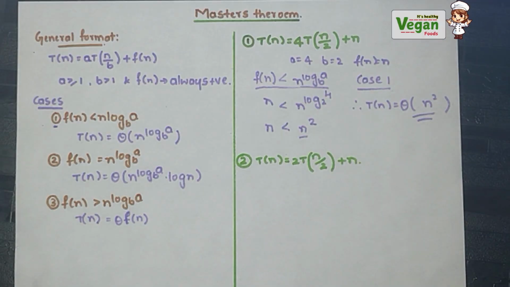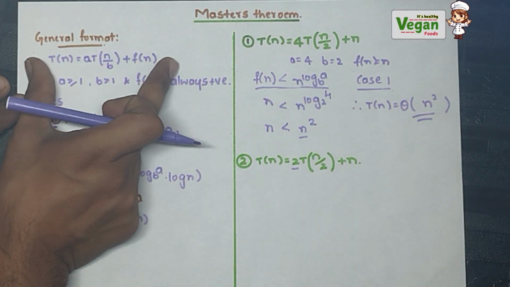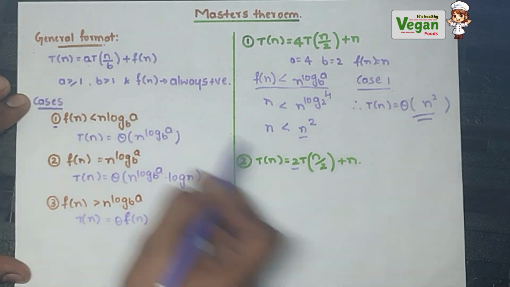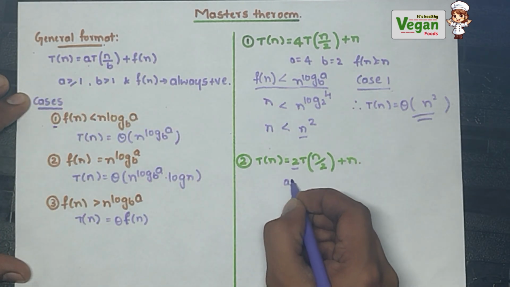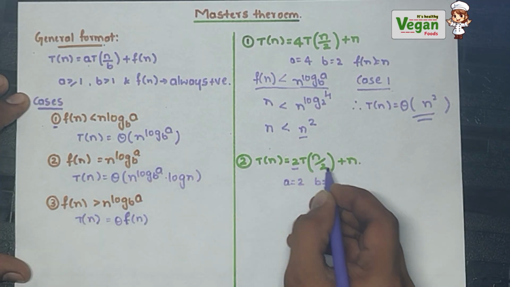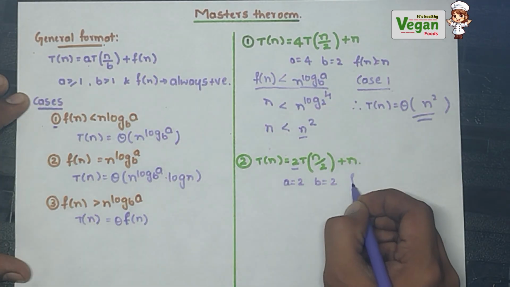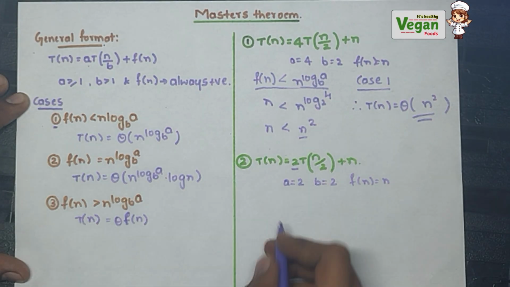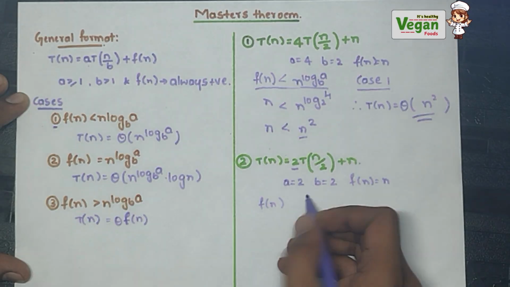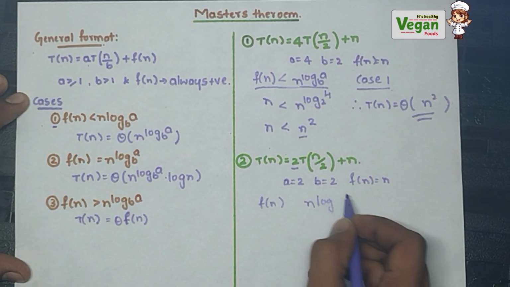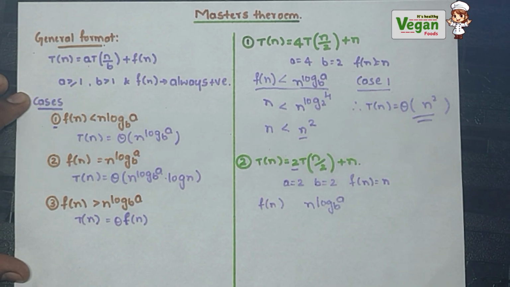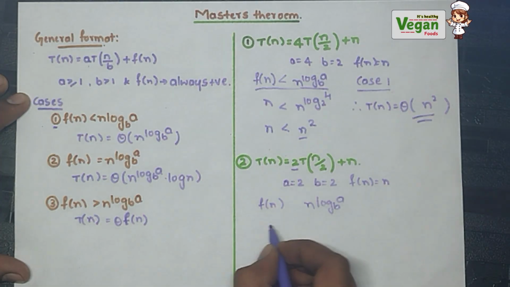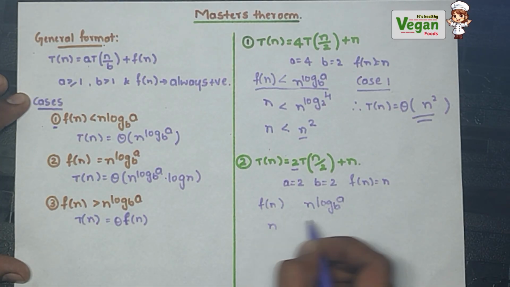Now let's jump into the second question. Here also, just compare with the general format. What is the value of a? a is equal to 2. Next, what is the value of b? b is equal to 2. Next, f of n is equal to n only. Now compare f of n and n power log a base b.